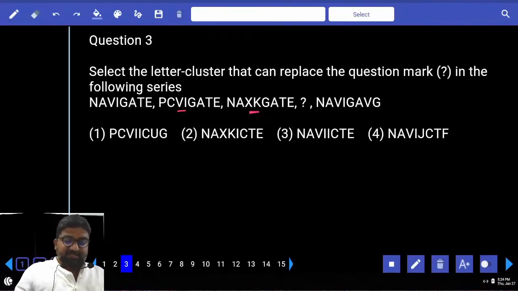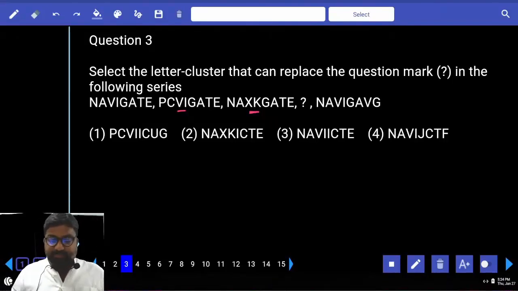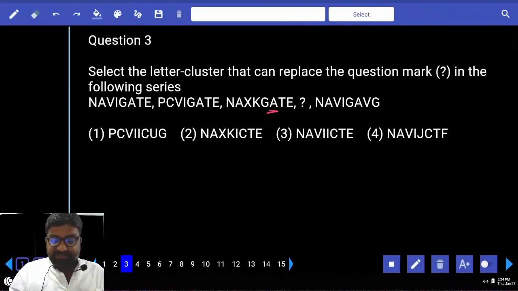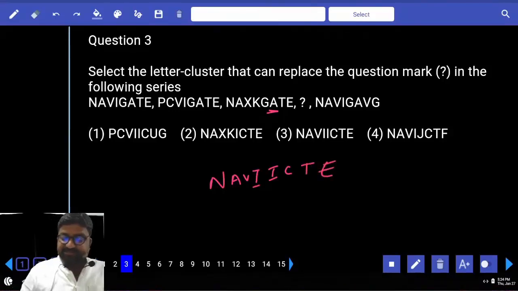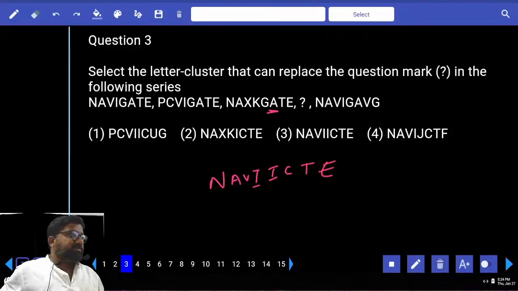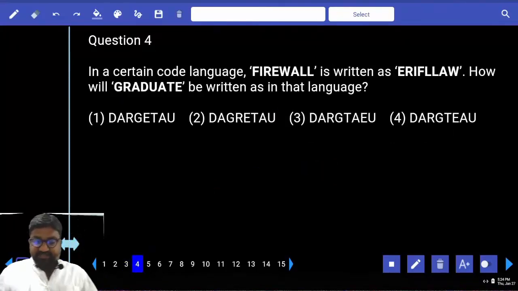Right? Look, V is how much? 22, X is 24, I 9, K 11. Plus 2, plus 2. Now what are the letters that are supposed to be changed? G, A. But this NAVI will be the same. G plus 2 is I, A plus 2 is C, and then TE is the same. Which option? Done. But you have to catch the change very fast, that is important.